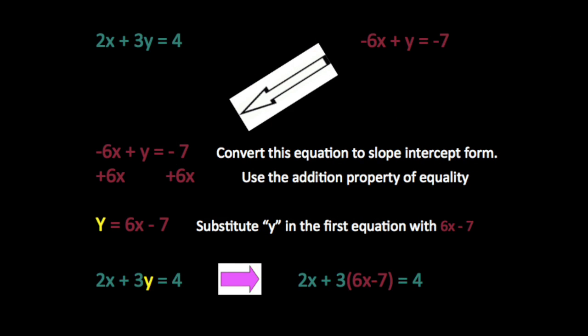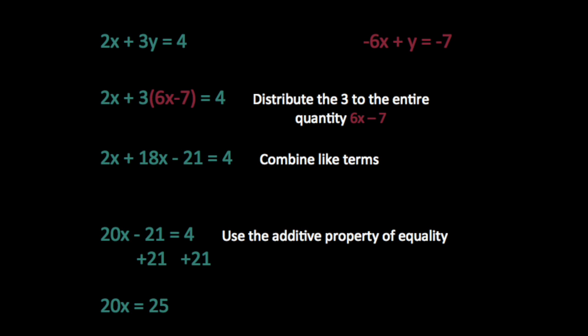Start by changing the second equation to be in slope-intercept form, which is y equals mx plus b. Since you now have a value for y, which is the quantity 6x minus 7, replace y in the first equation with the quantity 6x minus 7. You must distribute the 3 to the whole quantity, not just the 6x. Remember that. And logically, you distribute the 3 to the quantity and simplify.